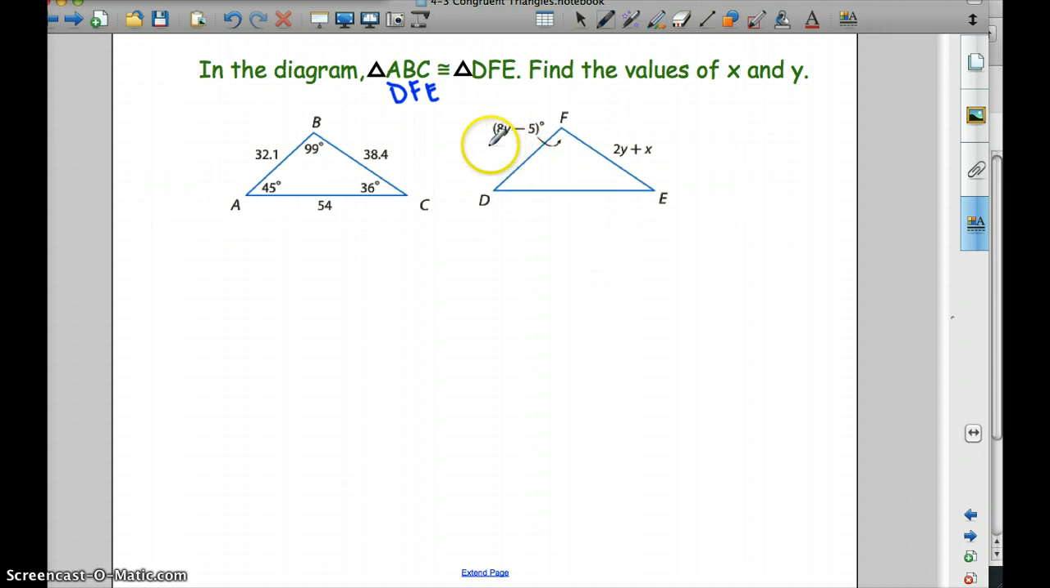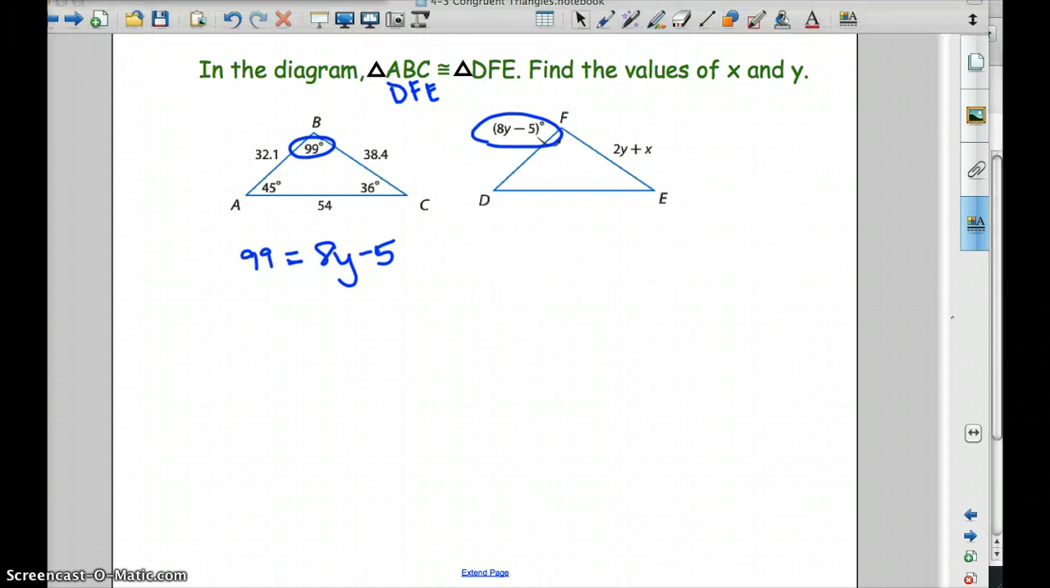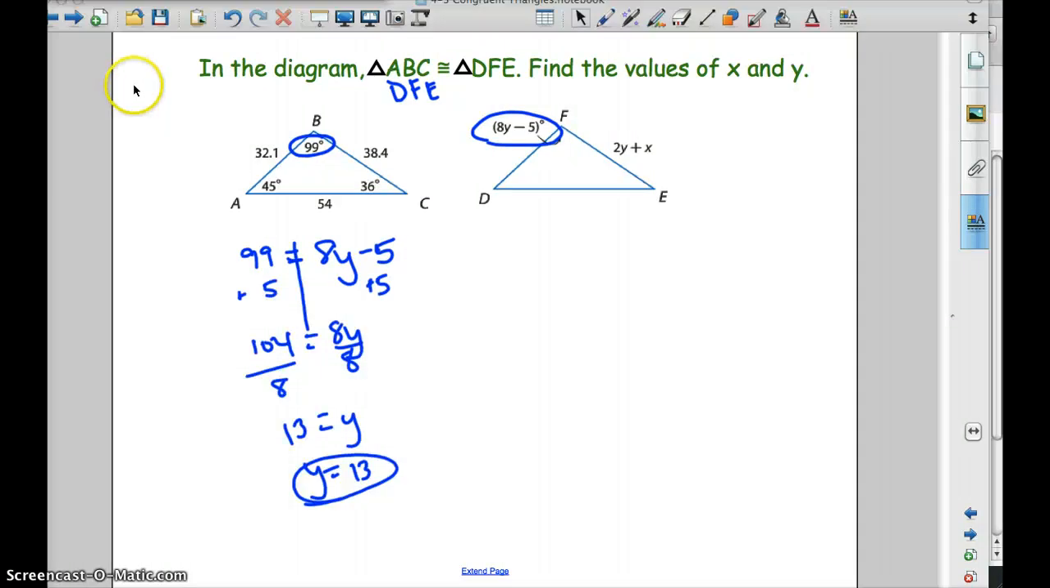I would start with the angles first. So angle B is 99 and angle F is 8y minus 5. And we know they are congruent because these two triangles are congruent. So we can say 99 equals 8y minus 5. So go ahead and pause the video and finish this equation. All right, you should get y equals 13 for your final answer.